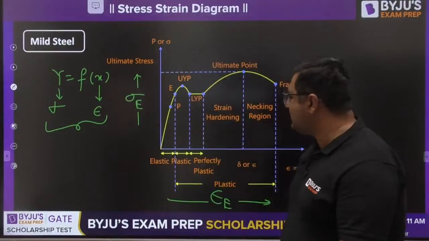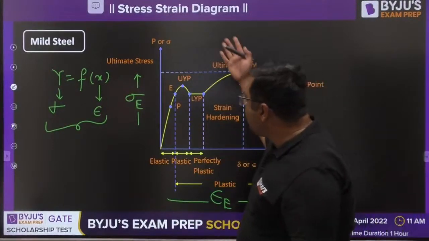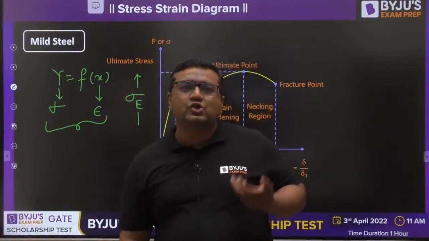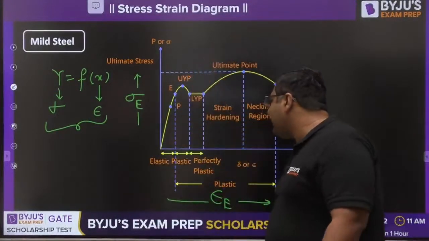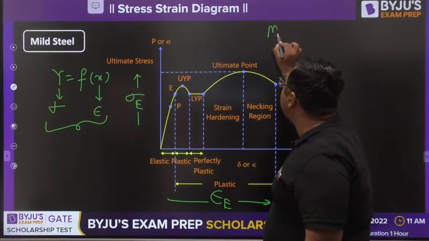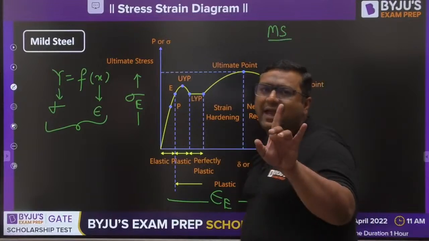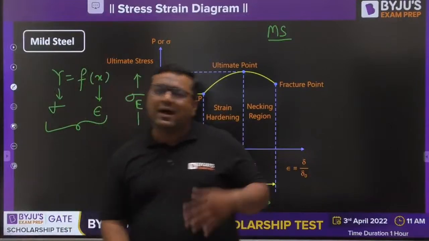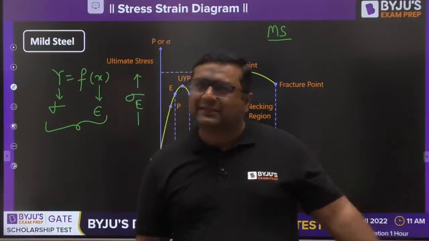Wonderful, yes, Manas. So guys, this diagram is plotted from the readings of the universal testing machine. So the UTM gives you this type of diagram. This diagram is only for mild steel. For other materials, the diagram would be different. So this is true only for mild steel. I will be telling you about other materials as well.